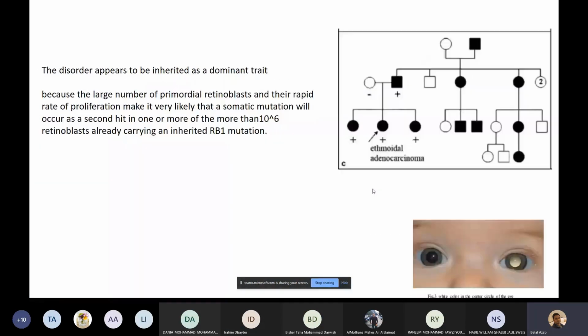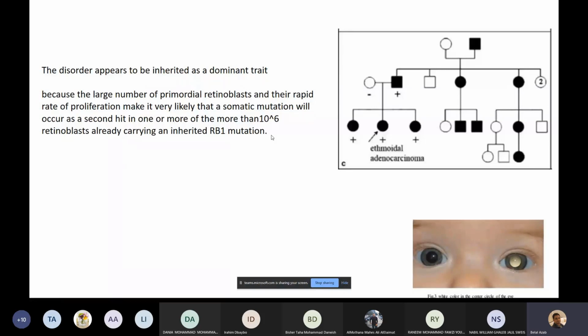Let's go over this sentence together. Because of the large number of primordial retinoblasts, remember, retinoblasts are the progenitor cells that give rise to retinal cells, and the rapid rate of proliferation, when they receive a mutated allele, it is very likely that a somatic mutation will occur as a second hit in one or more of the 10 to the power 6 retinoblasts already carrying the inherited RB1 mutation. In simple language, for someone who inherits the RB1 mutation, all of the cells across all of the tissues and organs in their body have this mutation, correct?